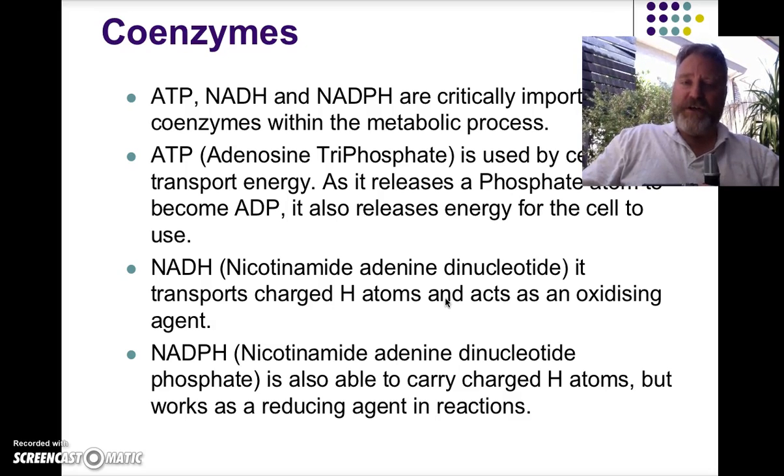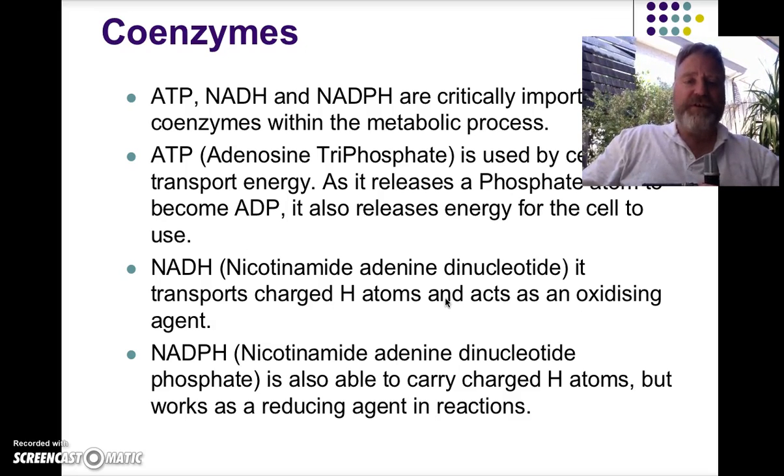NADH, nicotinamide adenine dinucleotide, you love these names. You can see why we go for NADH. It transports charged hydrogen ions. Really important in photosynthesis and cell respiration, these guys. And we'll talk about those in forthcoming podcasts. And acts as an oxidizing agent within chemical reactions.